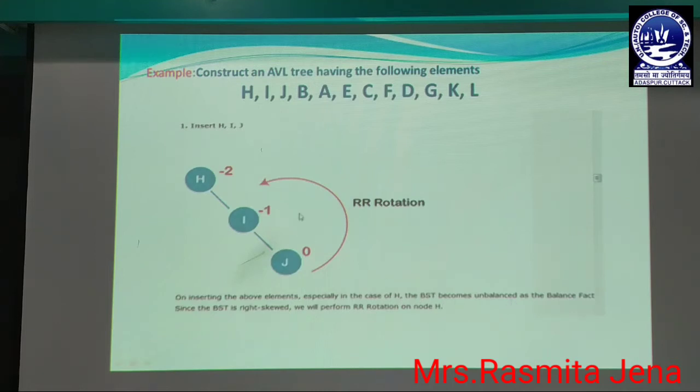On inserting the above element, especially in the case of H, the BST became unbalanced. We know that AVL is similar to BST, that is binary search tree, but in the case of BST it does not need to balance the tree. As we are creating the AVL tree, and the tree became unbalanced, the balance factor of this node is -2 since the BST is right skewed, and we will perform RR rotation on node H. And when we perform RR rotation on this node H, what will the tree become?